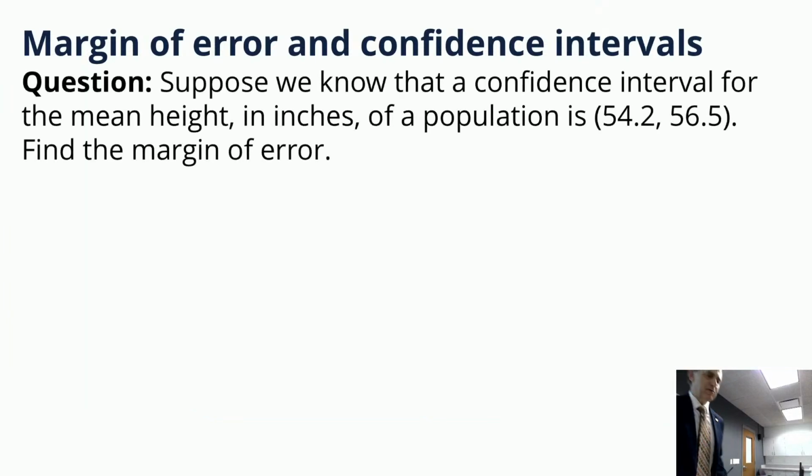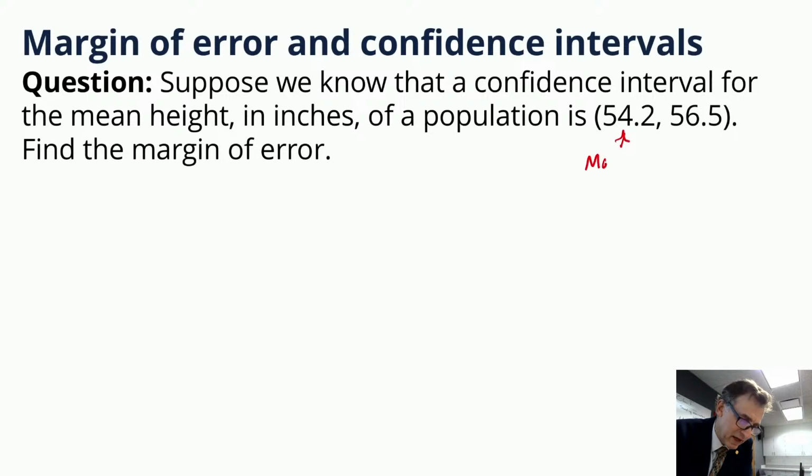Here's an example. Suppose that we know this particular confidence interval. I want to know the margin of error. I'll bet you could figure that out without any instruction. I'll help you with this, though, just in case. Let me just show you how I would do this. Remember that this number here is the point estimate, the mean height. So this will be x bar minus the margin of error, and this here is x bar plus the margin of error.